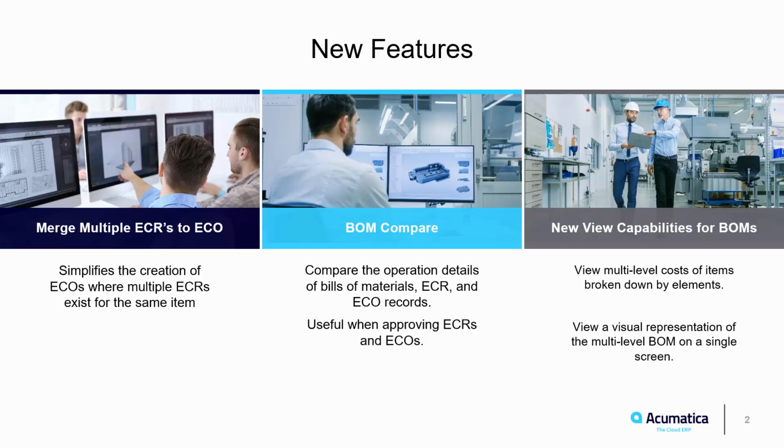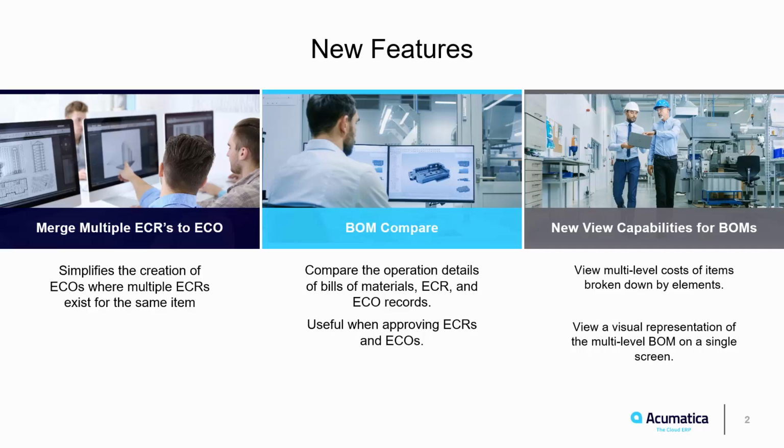For engineering change control, we now have the ability to merge multiple engineering change requests into a single engineering change order. This allows users to create the engineering change orders with minimal keystrokes when multiple engineering change requests exist for the same item. With the new BOM Compare form, we can compare two different bill of material records. This feature is useful when creating or approving engineering change requests and engineering change orders. It's also useful when you just want to compare the bill of material between two different items.